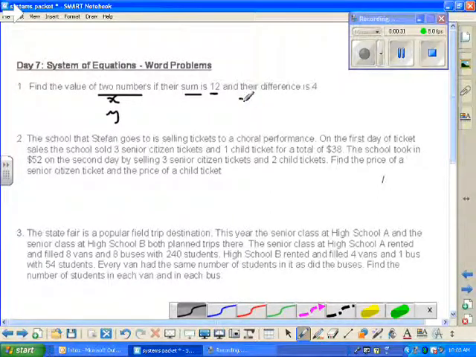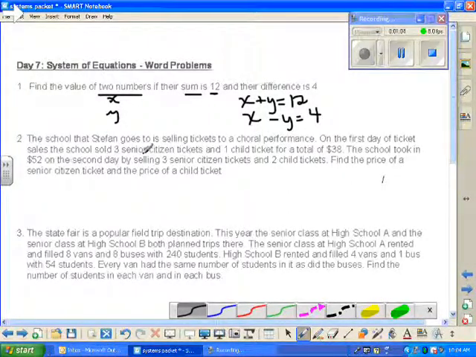We're going to have x plus y equals 12. And the difference, let's look at the difference. It says the difference of the two numbers is 4. So it's x minus y equals 4. And that's our system to solve in whatever manner we choose, whether it's graphing, elimination, or substitution. Let's look at number 2.